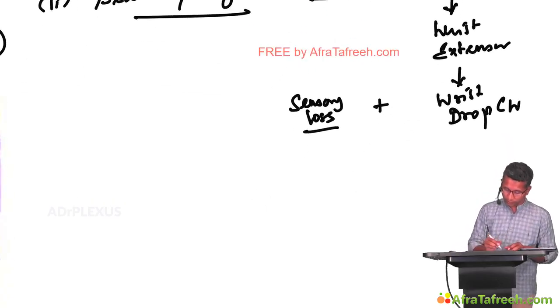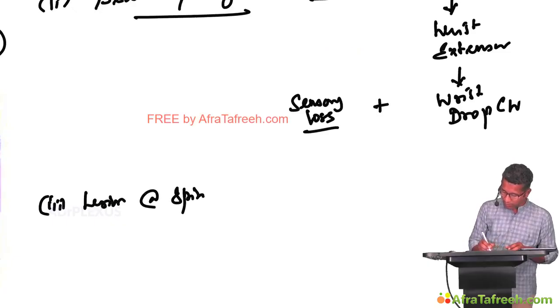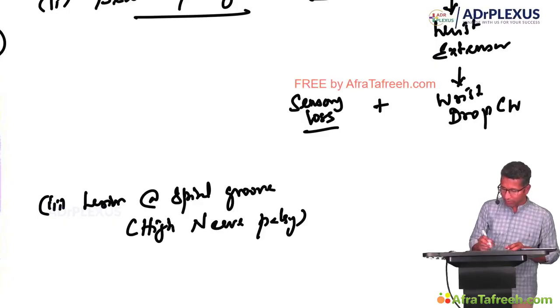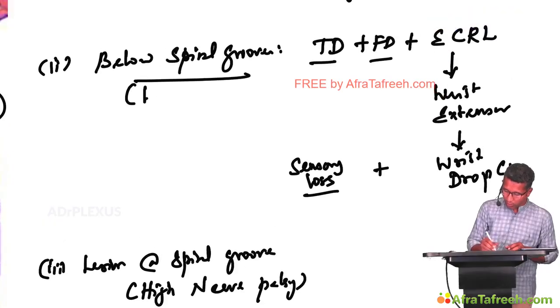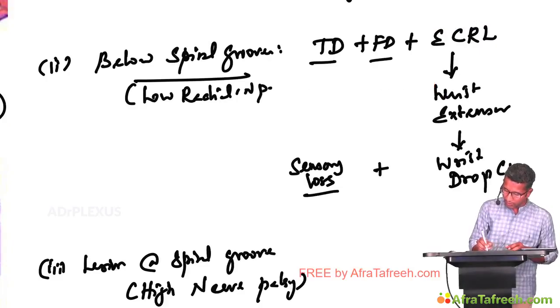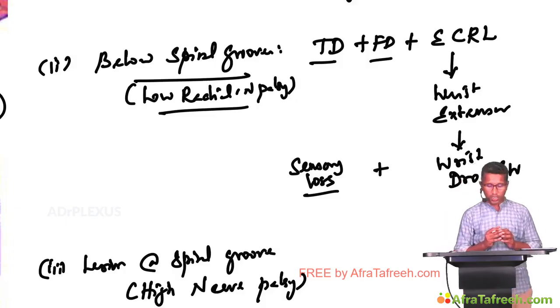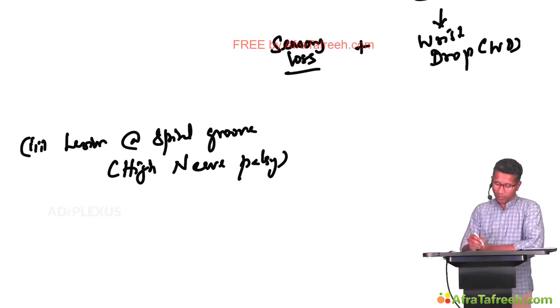Now coming to the third entity, lesion at the level of spiral groove. Lesion at the level of spiral groove is called a high radial nerve palsy. And the lesion below the level of spiral groove is called a low radial nerve palsy. So one is called a high radial nerve palsy, another one is called a low radial nerve palsy.